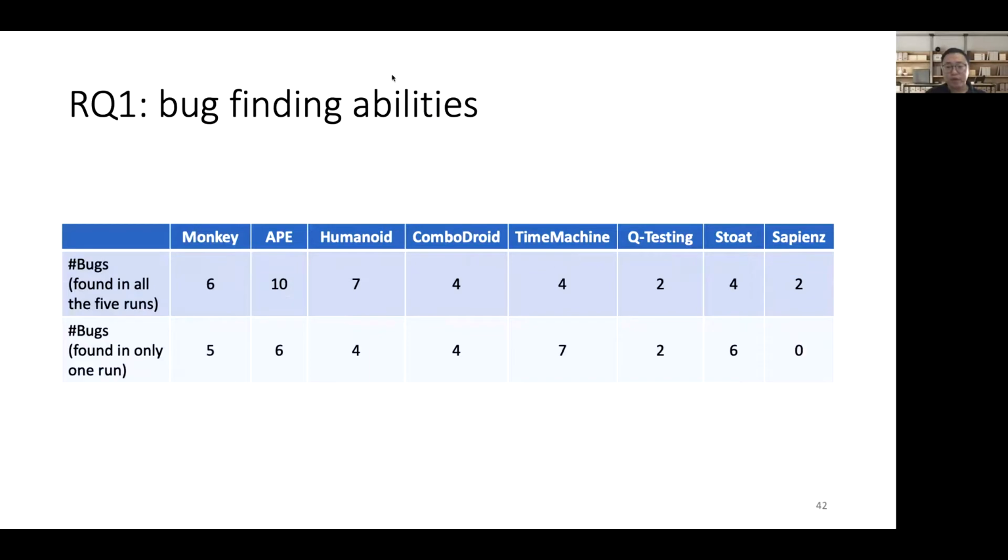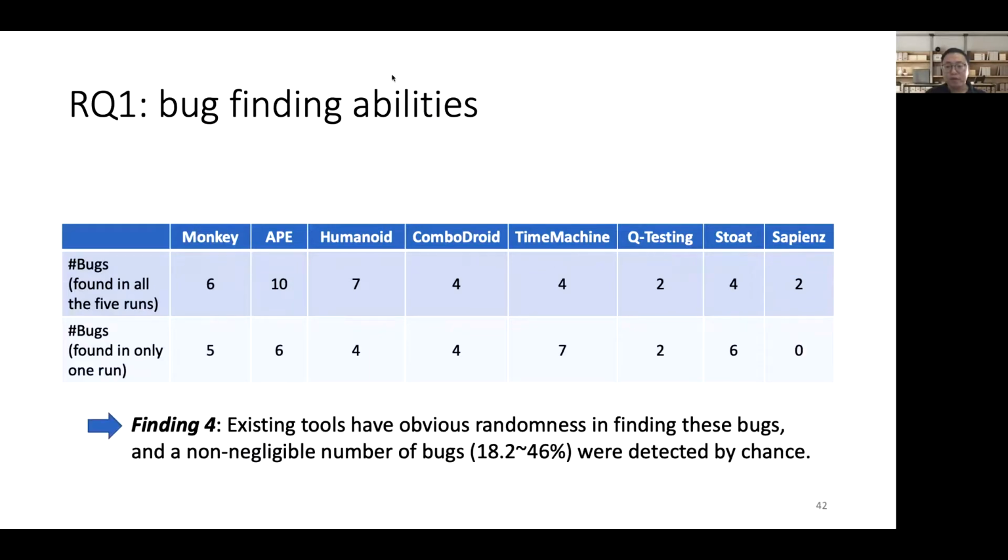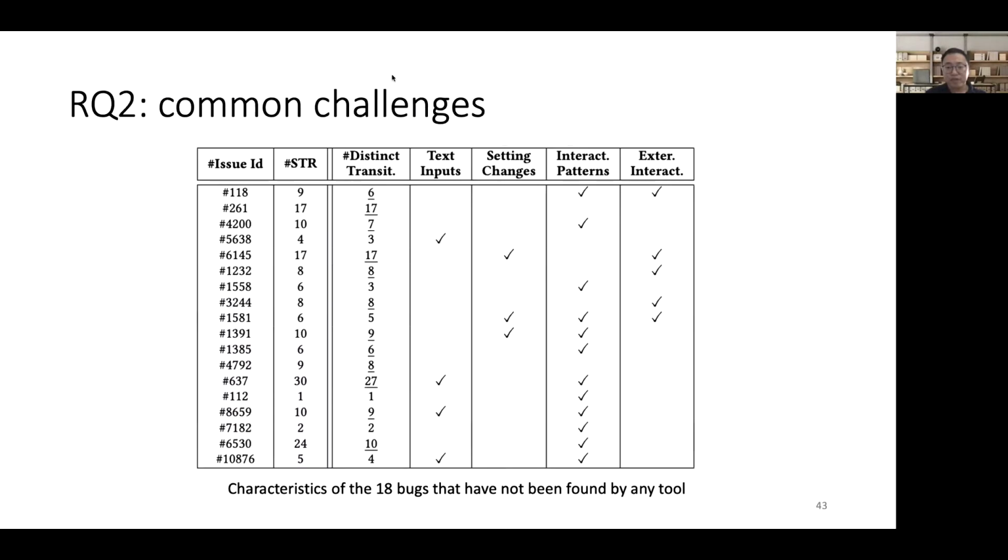And by comparing the number of bugs found in all the 5 runs and the number of bugs found in only 1 run, we find existing tools have obvious randomness in finding bugs, and a non-negligible number of bugs were detected by chance. In the second research question, we identified 5 common challenges faced by all the testing tools by analyzing the 18 bugs that cannot be found by any tool.